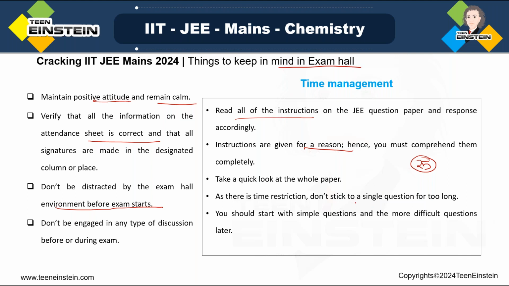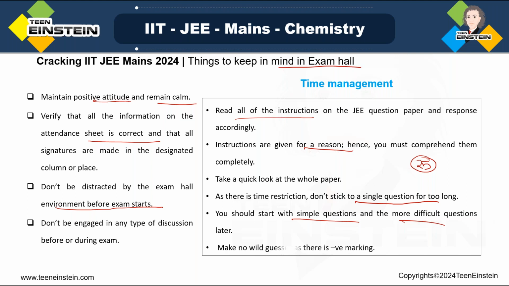So as there is a time restriction, don't stick to a single question for too long. If you are having any doubt, just skip it and go to the next question. When you go to the next question, whenever you find a simple question, just do it. It will also boost your confidence, and you can keep the difficult questions aside so that you can answer them later, as it is online.